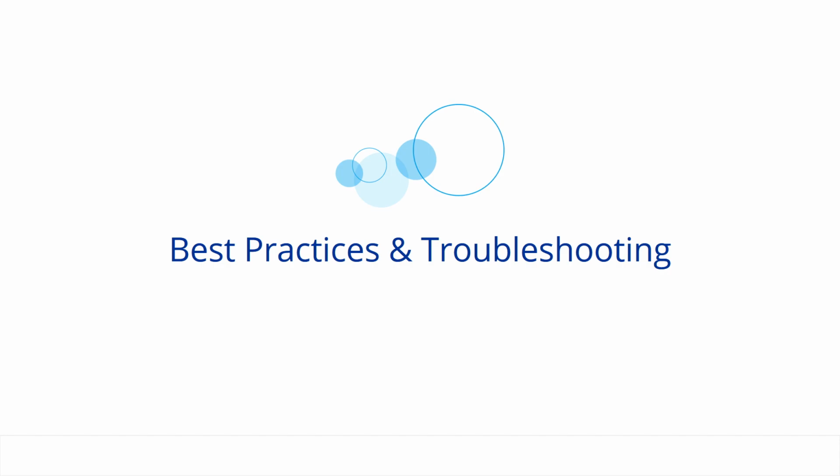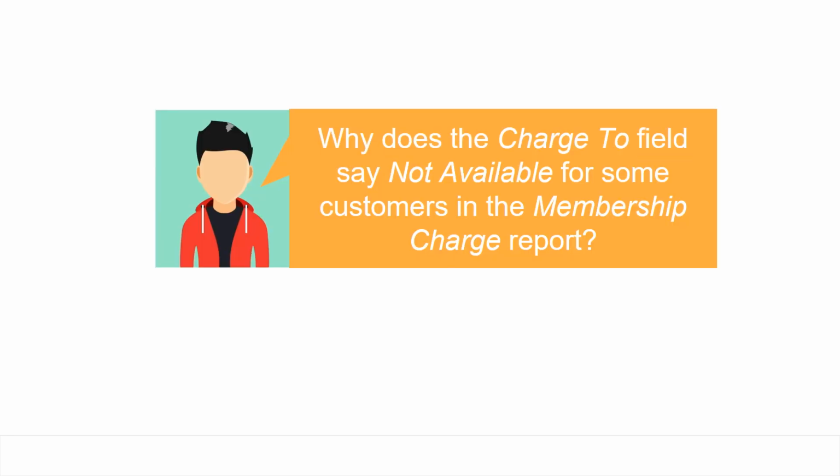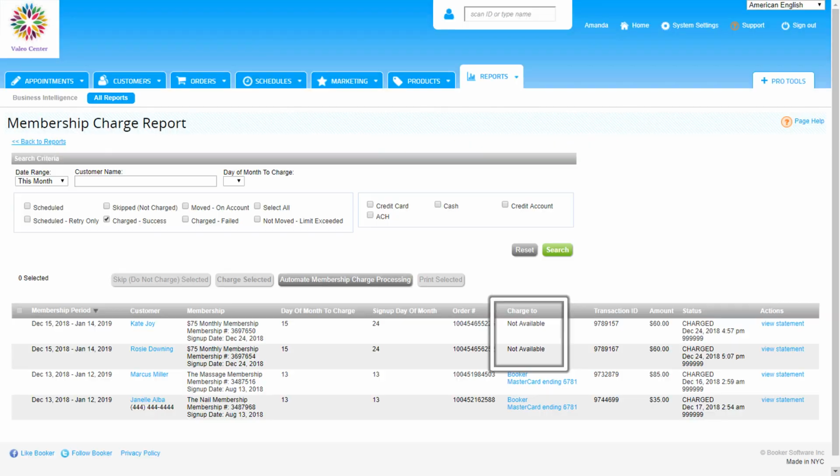To finish up, we're going to cover some best practices and troubleshooting when it comes to memberships and loyalty points. Why does the Charge To field say not available for some customers in the membership charge report? The Charge To field may say not available if the customer's preferred payment method for the membership is set to cash. When this happens, the status will remain in scheduled and will not charge or be marked as past due.